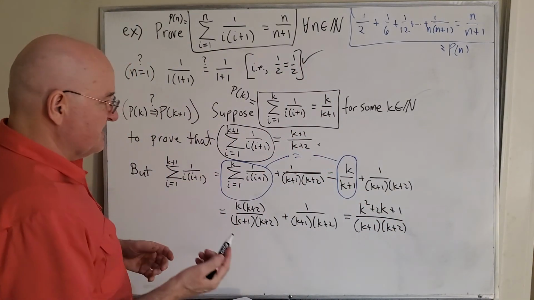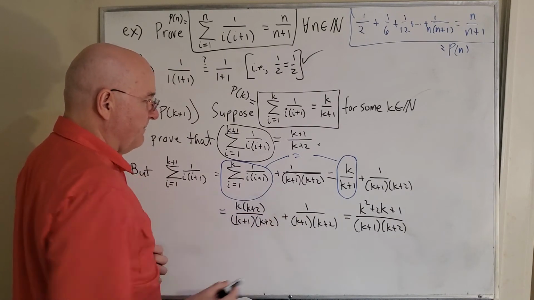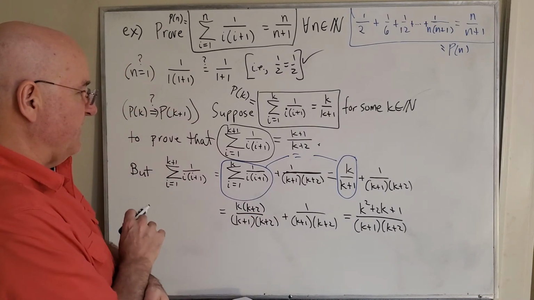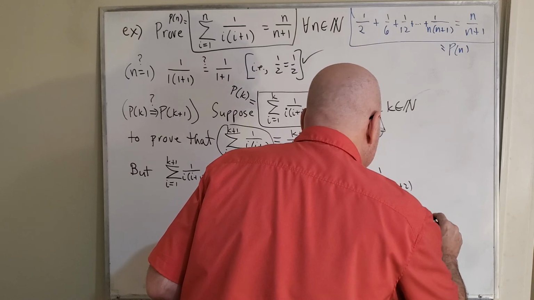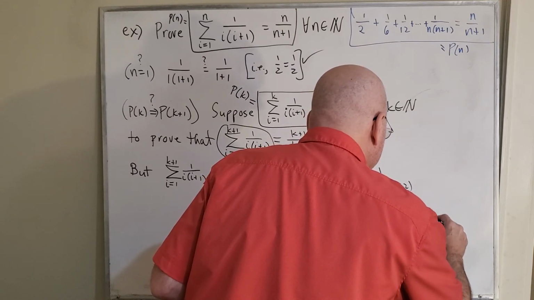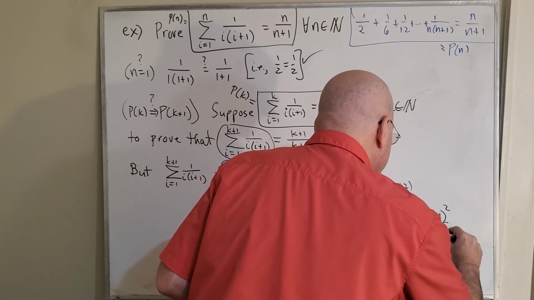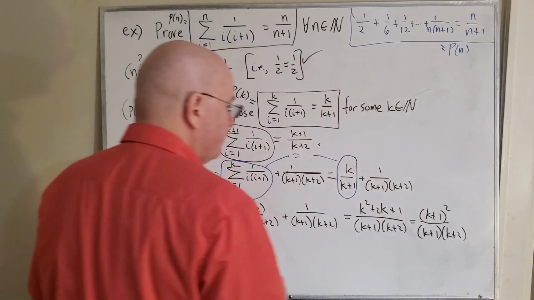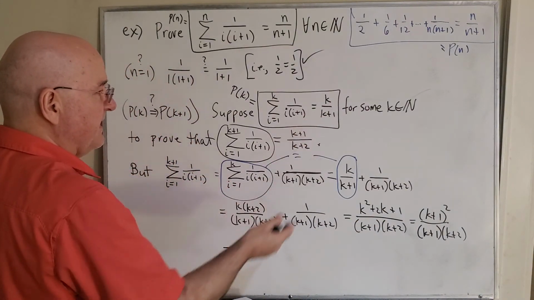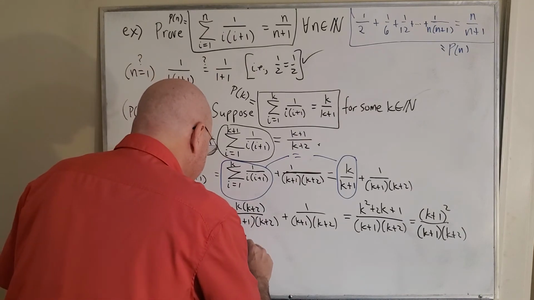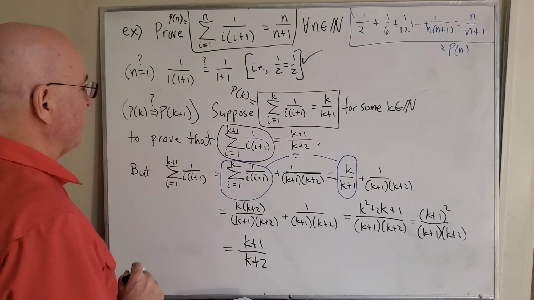So I skipped an algebra step in my head. This is k squared plus 2k plus 1. And that top one's a perfect square, isn't it? A perfect square binomial, that's going to be a trinomial. That's going to be k plus 1 quantity squared over k plus 1 times k plus 2. And I'll come back way over here, and I think we're done. Cancel out one of the k plus 1s, and we get k plus 1 over k plus 2, which is exactly what we needed to get.